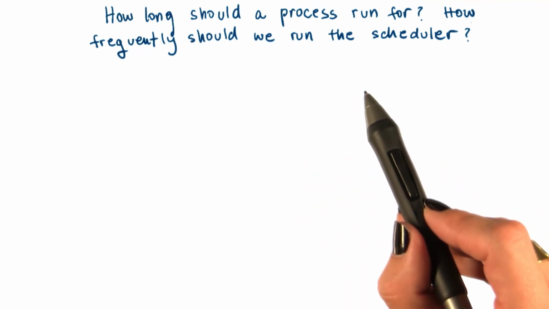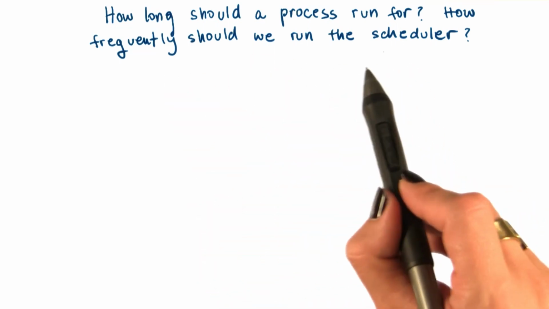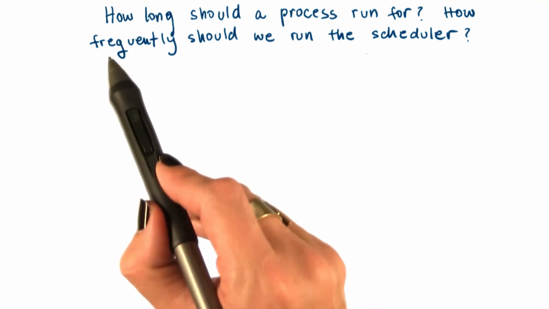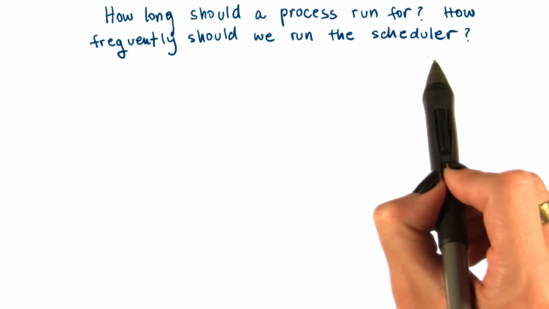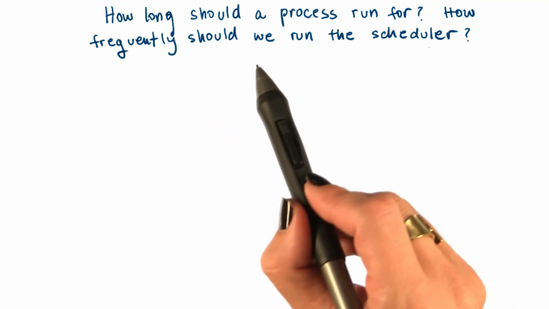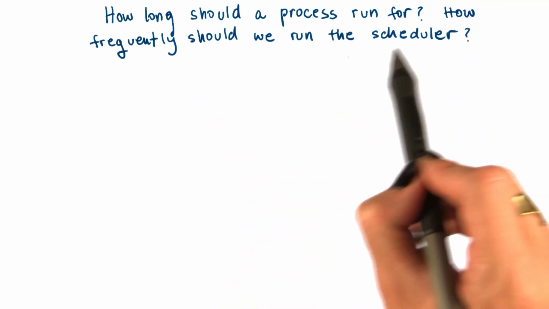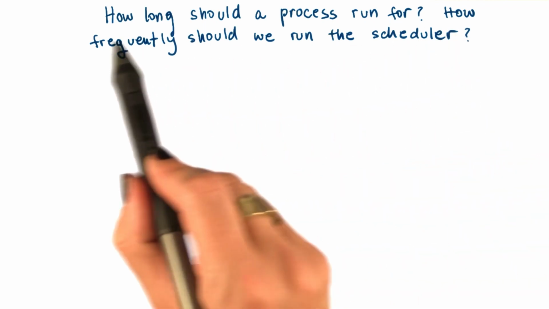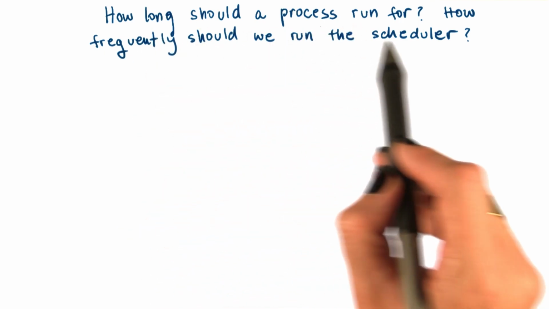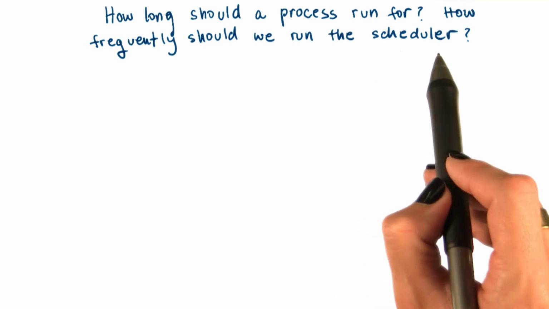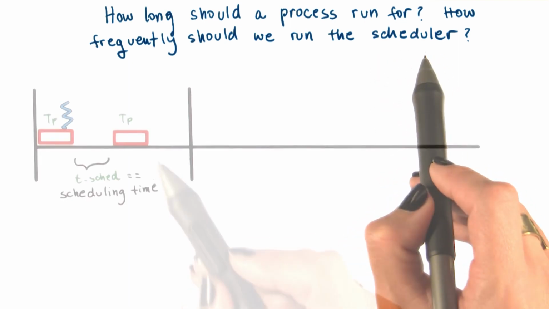Another issue to consider is how often do we run the scheduler? The more frequently we run it, the more CPU time is wasted on running the scheduler versus running application processes. So another way to ask the same question is, how long should a process run? The longer we run a process, the less frequently we are invoking the scheduler to execute.